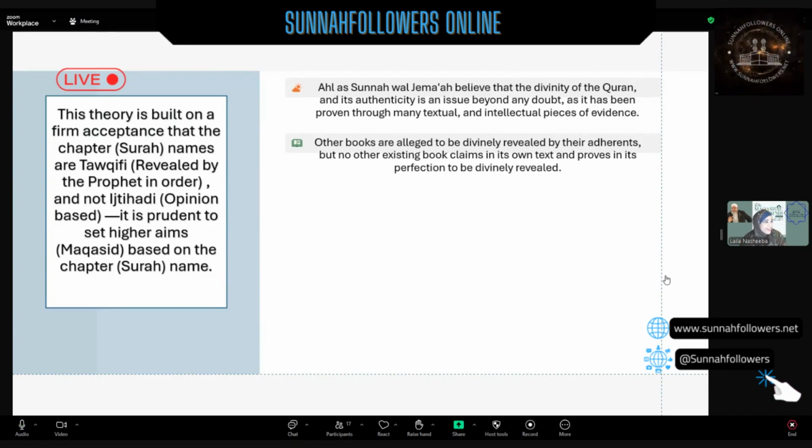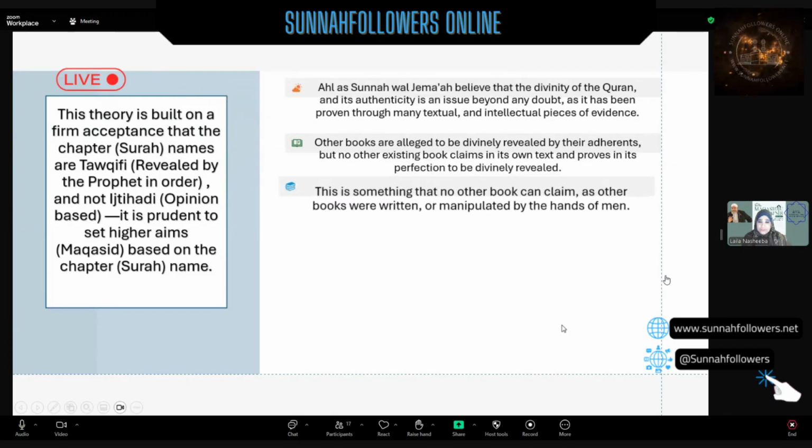But anyway, the people of the Sunnah who have the correct understanding, and that understanding is based on the understanding of the companions, they all believe that the divinity of the Quran and its authenticity is an issue beyond any doubt, as it has been proven through many textual and intellectual pieces of evidence. Okay?